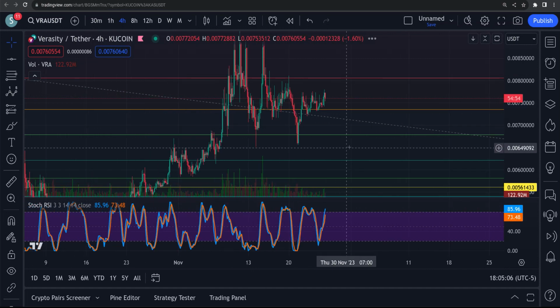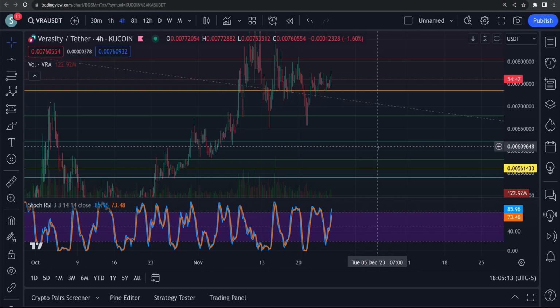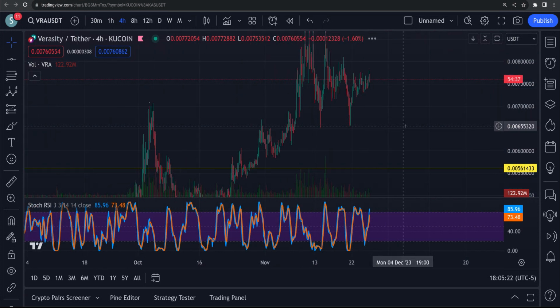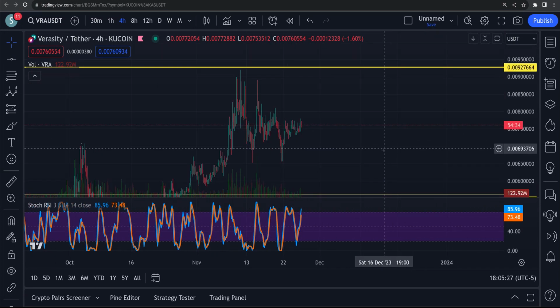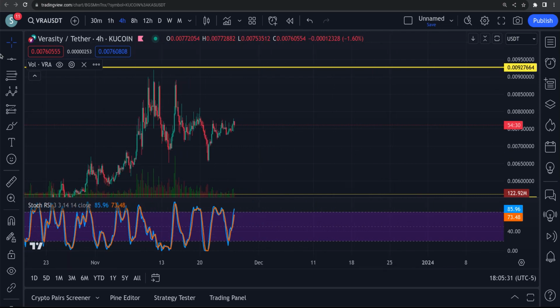So I'll be looking for a pullback down to this area down here, 0.0062, or right down here at 0.0058. And then we should start our next 5 waves up. But I'm looking for a little bit of a possible stall out here. Now, some things to keep an eye on here.